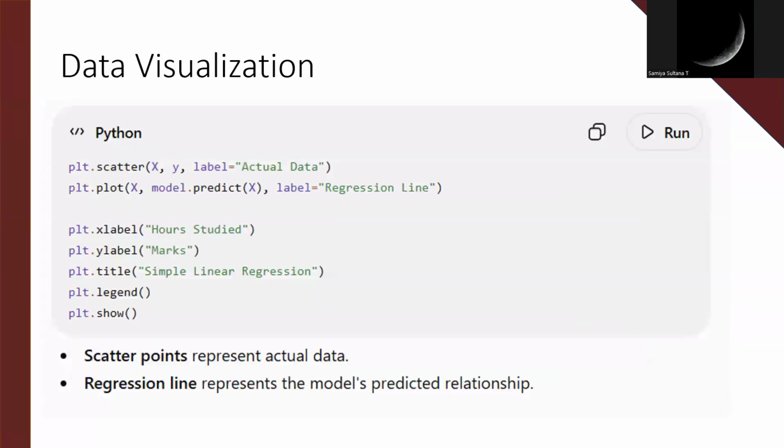Next is the data visualization. This graph shows the relationship between study hours and marks. The blue points represent the actual data samples, while the straight line represents the predictions made by the model. Since the data points lie close to the regression line, we can conclude that there is a positive linear relationship between study hours and marks. This visualization helps us understand how well the model fits the dataset.